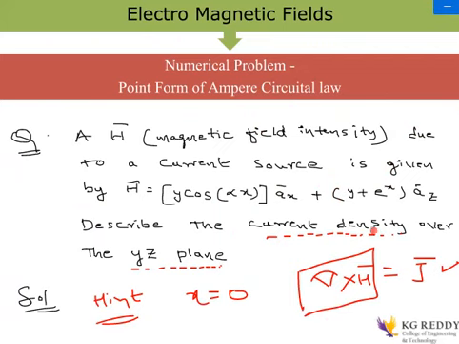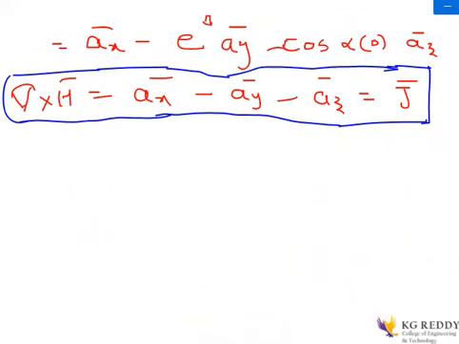Suppose if you see here, we are asked to find out the current density over the yz plane. So you need to understand whether the other components are 0, because whenever a plane is perpendicular to the other axis, it means that in that particular plane the other component will become 0, okay. So this is how you can find out the curl of H bar, so that you can find out the current density over any plane.